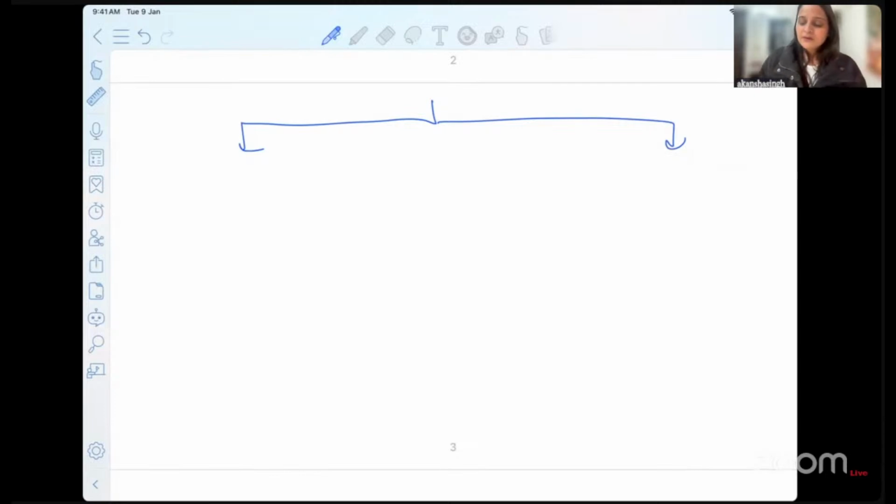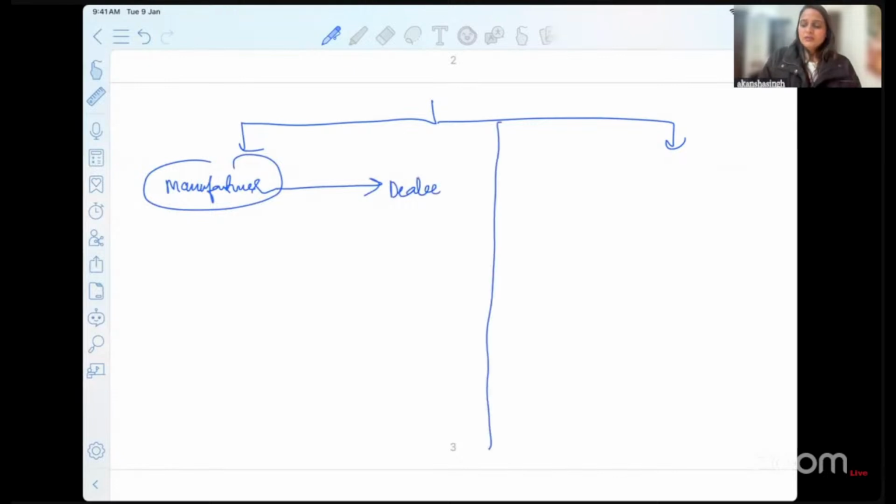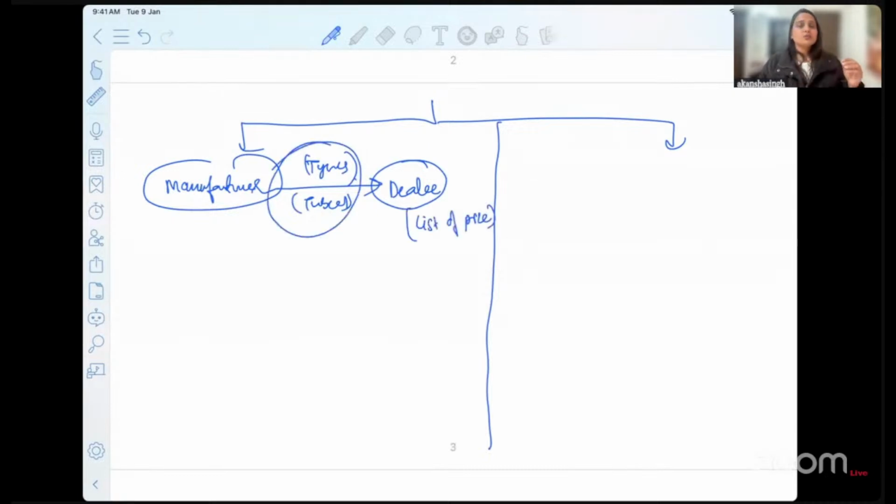So the first example is that there is a manufacturer. The manufacturer has entered into a contract with a dealer, and he has told the dealer, listen, I am giving you the tires and tubes which I have manufactured. But with this, I am also providing you a list of prices. So when you try to sell my tires to somebody else, you have to stick to the price that I have given to you in the list.